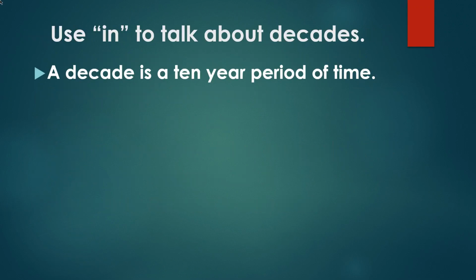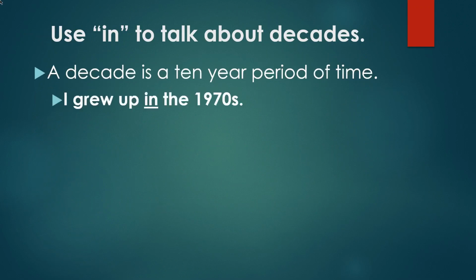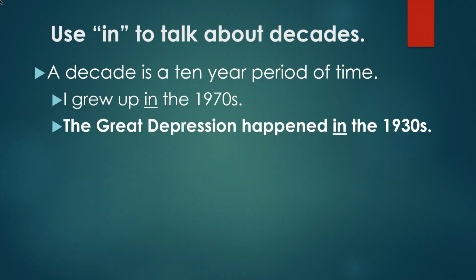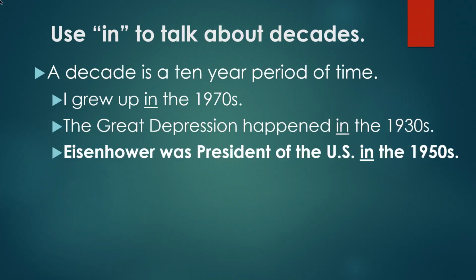Also use in to talk about decades. A decade is a 10-year period of time. For example, I grew up in the 1970s. The Great Depression happened in the 1930s. Eisenhower was president of the US in the 1950s.